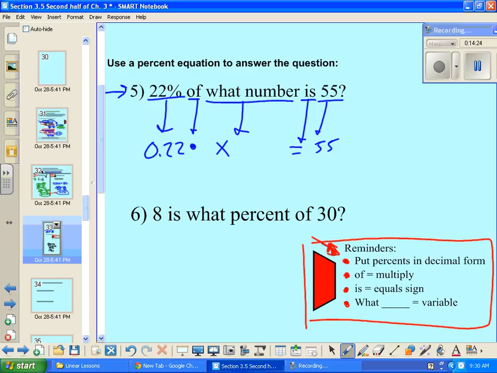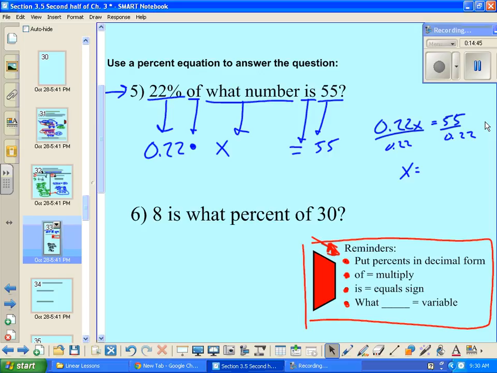So again, there's how easy the setup can be for these types of problems. I'm just going to rewrite it once over here. 0.22x equals 55, and then it's just like solving a one-step problem. I'm going to divide both sides by 0.22. So I'm going to get 55 divided by 0.22, whatever that answer is.